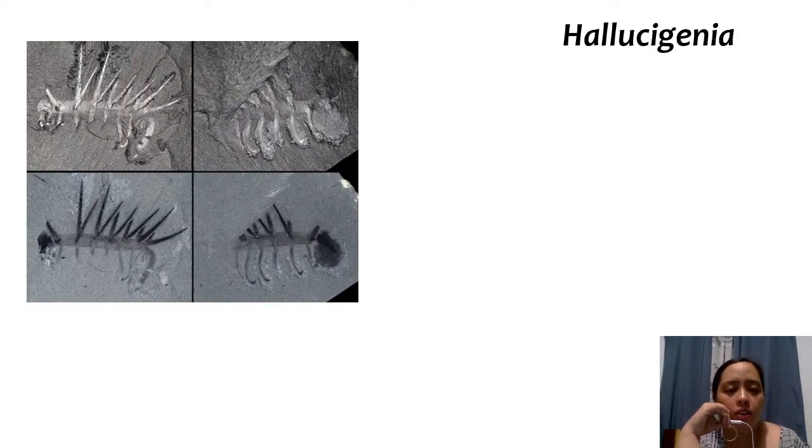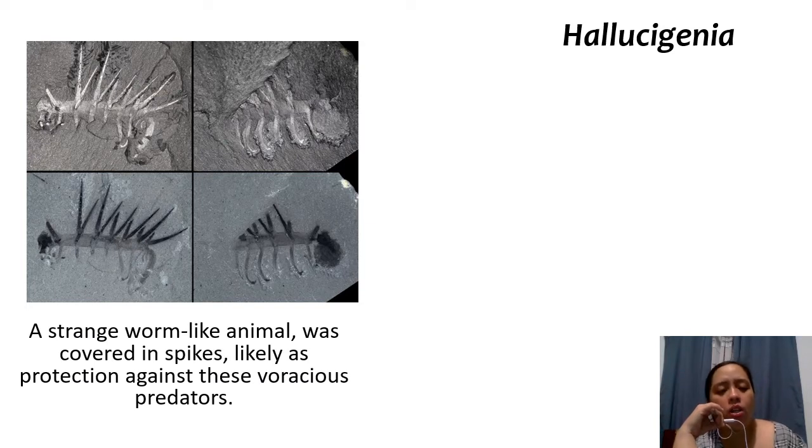So, Hallucigenia, if you can see here, is the exact fossil found in the Burgess Shale. But if we look at it, it's a strange worm-like animal. It was covered with spikes. These spikes are probably protection against voracious predators. So, this means Hallucigenia was probably a favorite prey of the predators during their time.